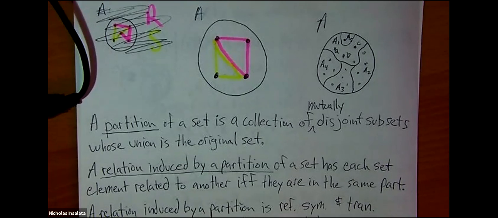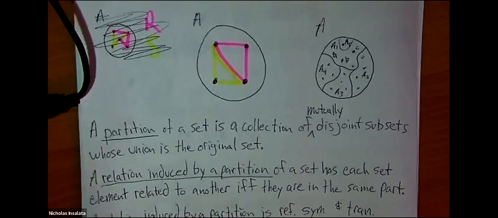Should we do an example? Yeah, we should probably do an example. Let's do an example of finding some equivalence classes. Sorry, I'm trying to fit seven different things on a small desk. So sorry about that. All right, so let's do this example here.